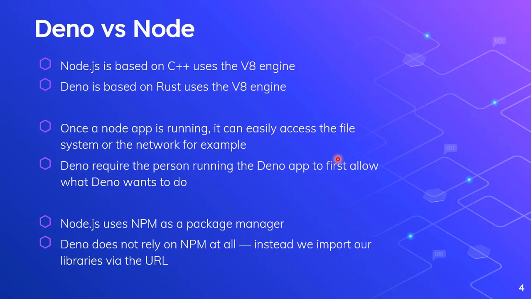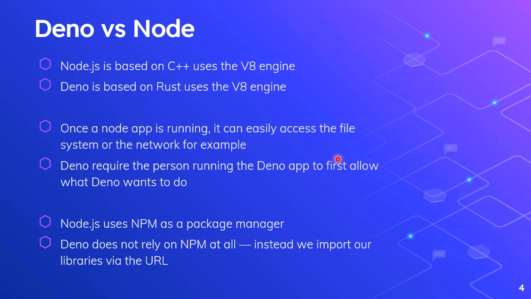So let's move on and compare Deno and Node. So Node.js is based on C++ and uses the V8 engine. Deno is based on Rust, and uses the V8 engine again. Okay, you can ask what's the V8 engine. It's just an engine which supports JavaScript to compile in the backend. Okay, you can search about it. Chrome developed the V8 engine to support JavaScript better.